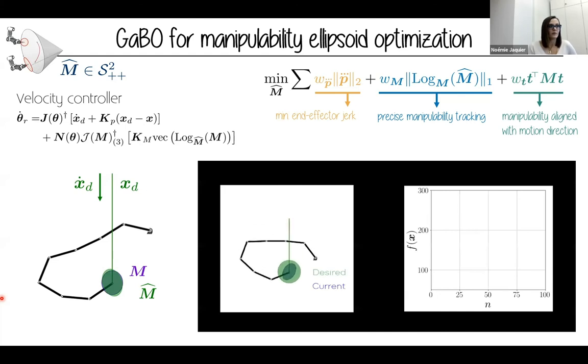So here you see several iterations of the task. This robot is going down along that line. And you see that at the beginning, the manipulabilities are actually too big and the robot is not able to track them. Then after several iterations, we actually get manipulabilities that are easier to track, such as now. So the robot is able to track it at the beginning and at the end, and it achieves smoother and smoother motions.